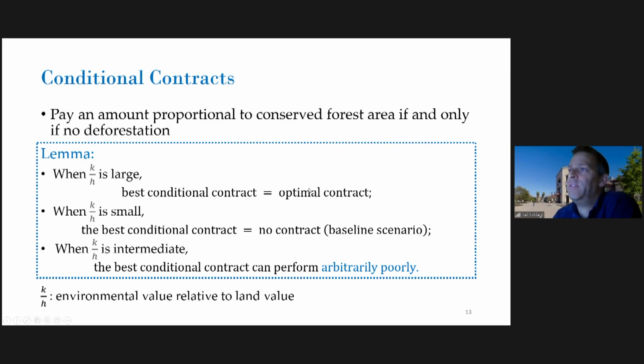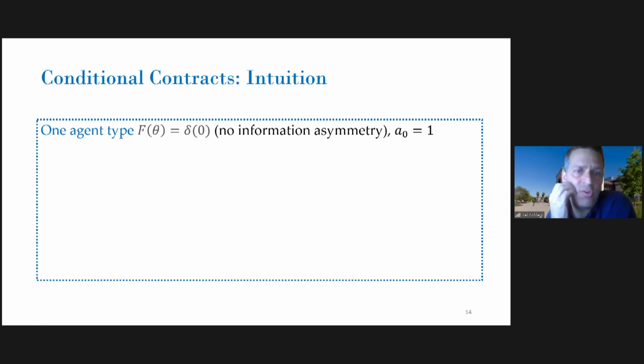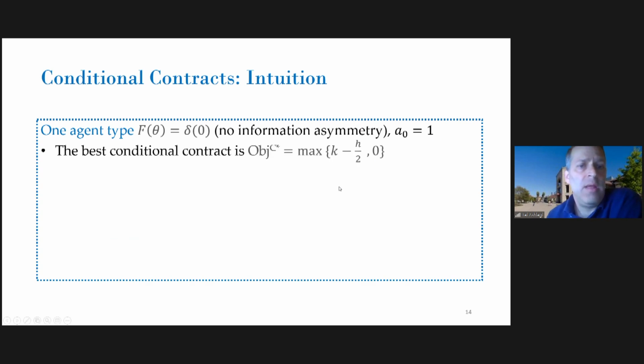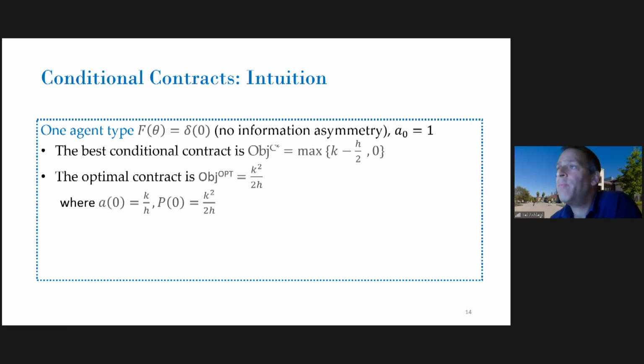Here's a simple example to illustrate this. This is an example with a degenerate distribution. You don't need this; you can have a slightly different distribution. There's one agent type, and so there's essentially no information asymmetry here. The conservation and the land are, let's say, normalized to 1. The best conditional contract is either to not offer anything to the agent, or it achieves (K minus H) over 2, which is essentially paying him to conserve exactly everything. You will do the latter if it's larger than or equal to 0. And it's not a surprise to show that the optimal contract always achieves something that is positive. So in this case, if the optimal conditional contract is not to do anything, you're going to do arbitrarily poorly.